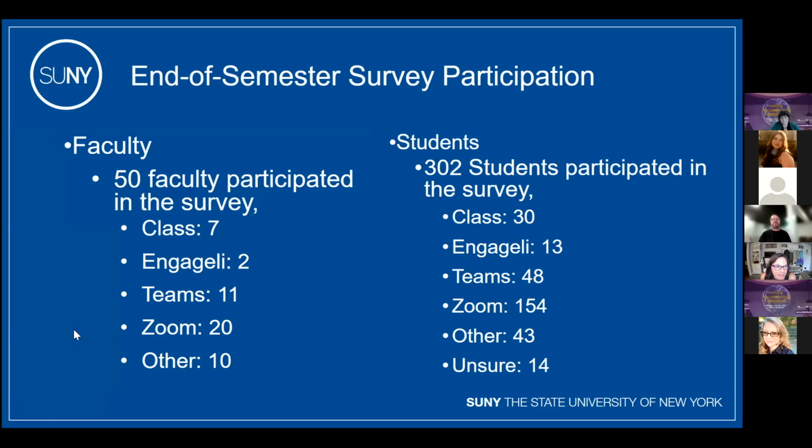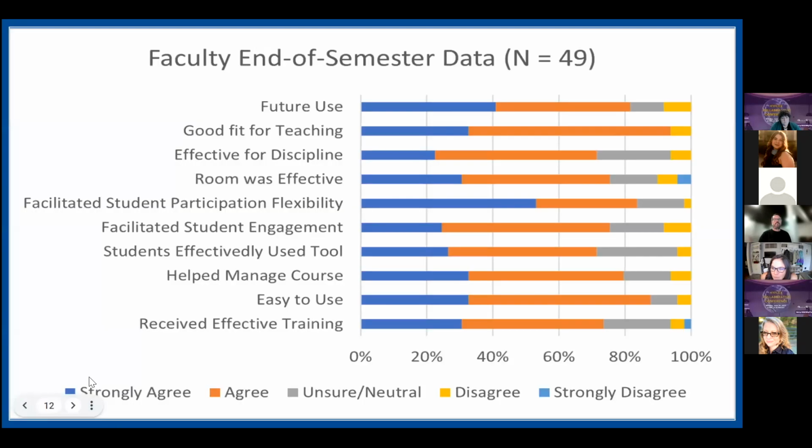We thought that information was important for faculty members to know, whether or not their students knew what tool they were using in the study. For the faculty data, the N is actually 49. One of the faculty members didn't complete this portion of the survey when they submitted it, so that's why the numbers are a little bit different. Overall, it was pretty well received.